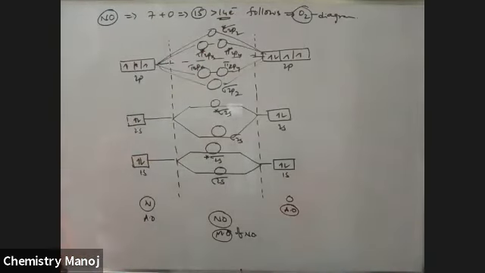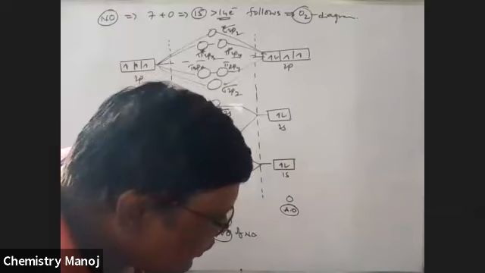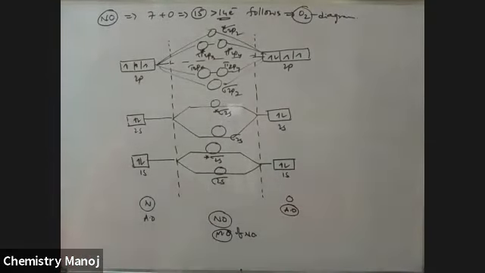I am following the O2 diagram because it is greater than 14. Now electrons addition, filling up those electrons. There are 15 electrons. 2 plus 2, then 2 plus 2, then 3 plus 4, total 7. So is this paramagnetic or diamagnetic, boys? Yes, paramagnetic.